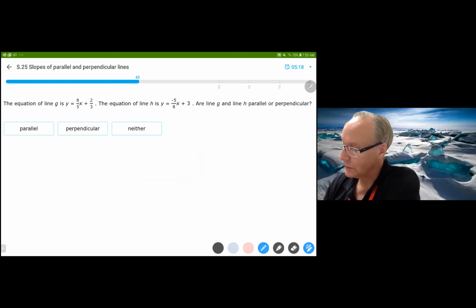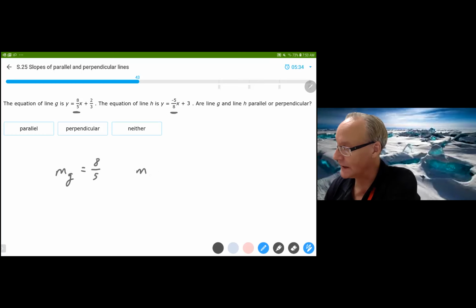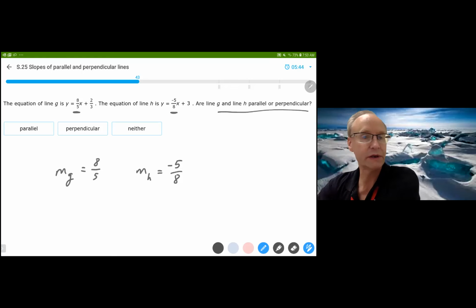Okay, so now we have to recognize where the slopes are located, which is called the coefficient on the x variable. And line G, the slope of line G, that's the way I'm going to write it, is equal to 8/5. And the slope of line H is -5/8. Of course, these are perpendicular because they are negative reciprocals. And we want to say which one they are, and they are perpendicular.